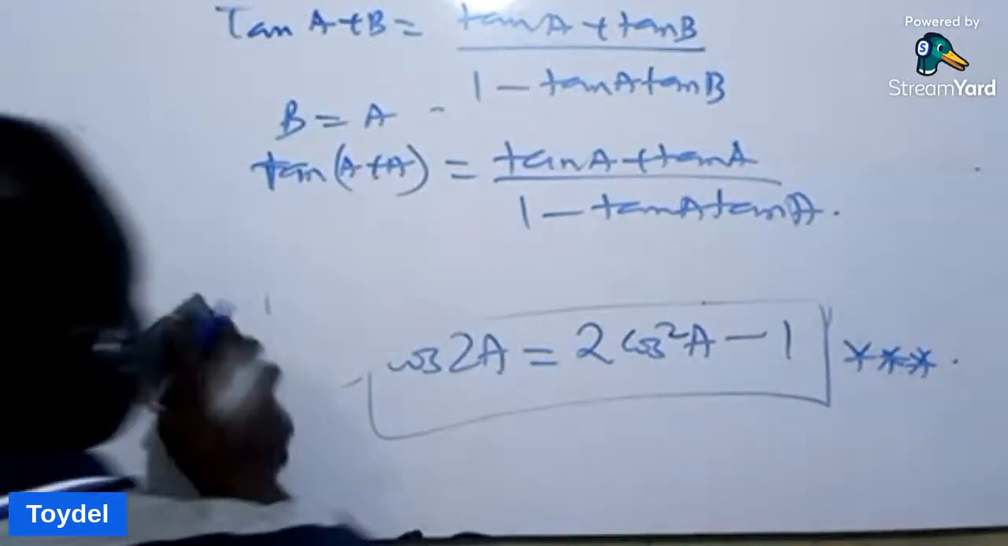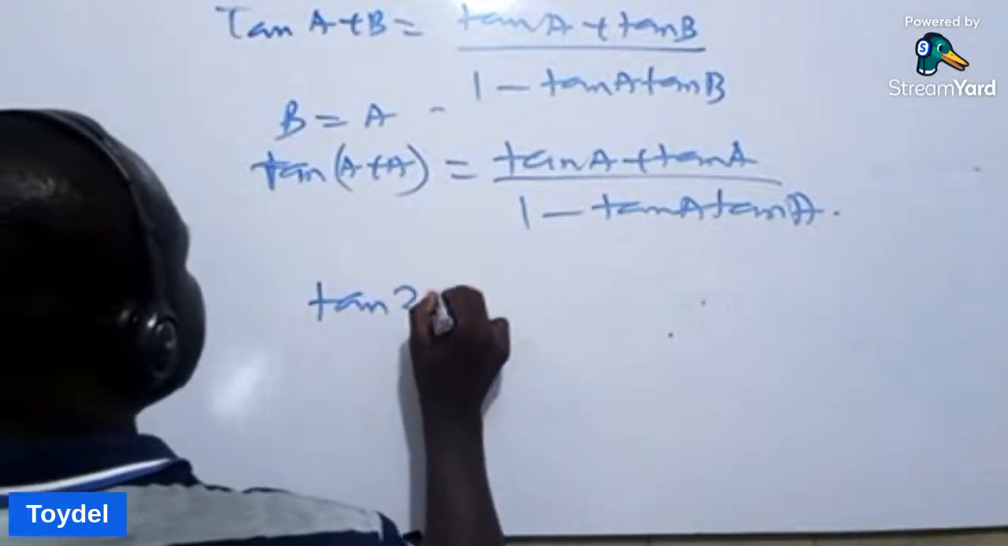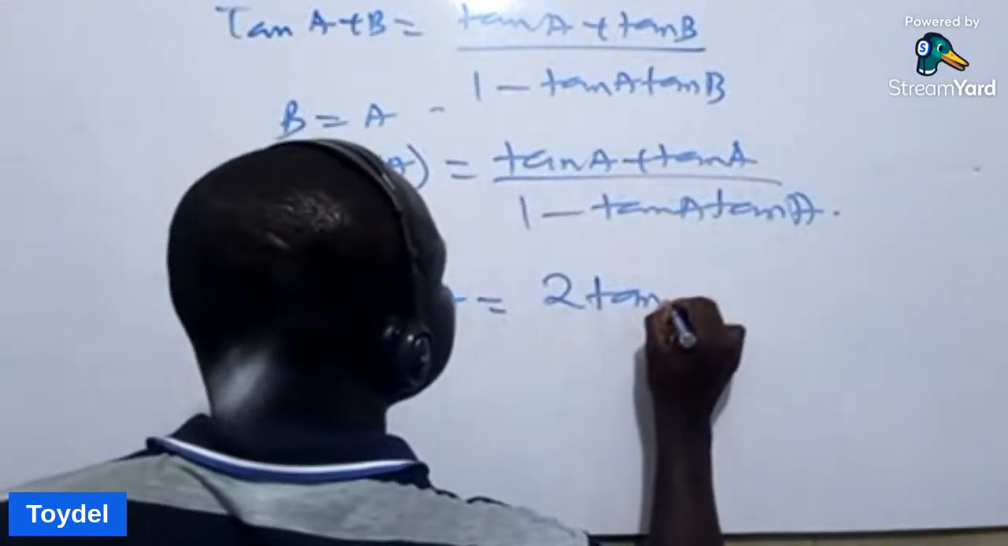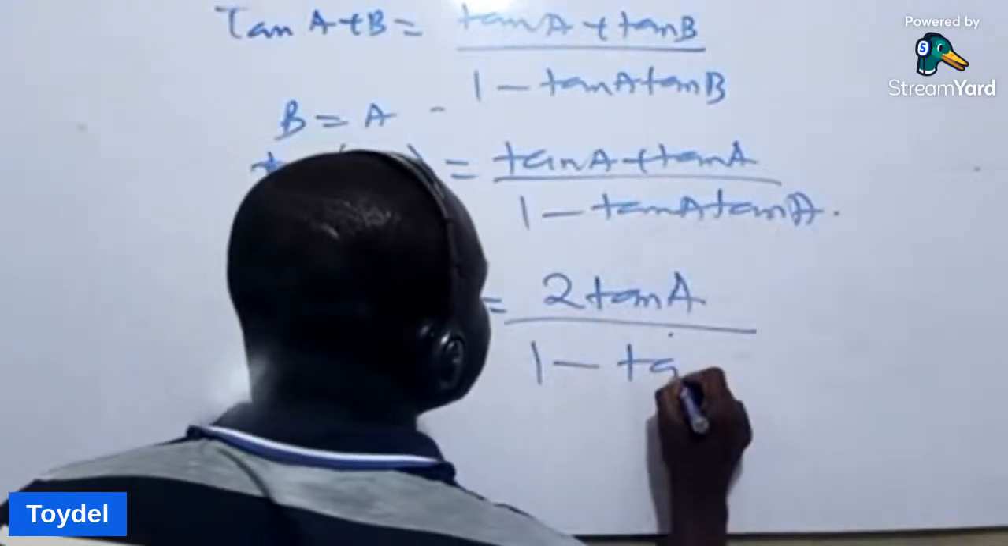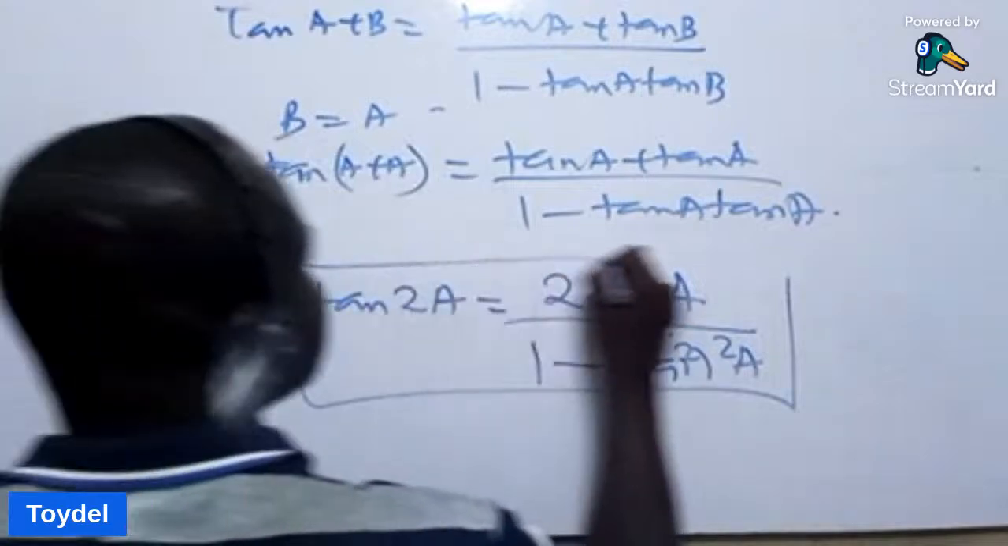Then the expression for tan 2A will now be tan A plus tan A, which is 2 tan A, all over 1 minus tan A times tan A, tan square A. So this is the expression for tan 2A.